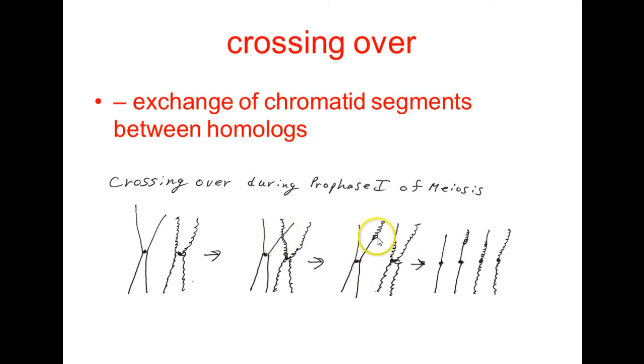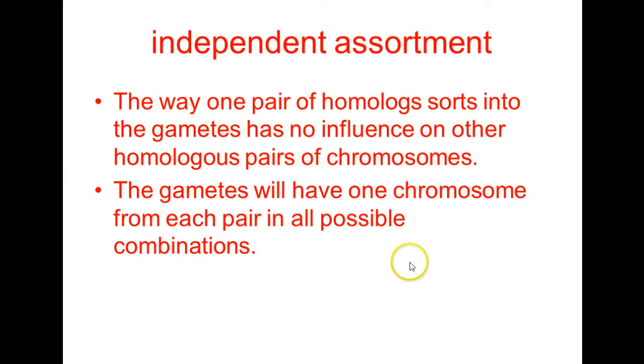And so we have a segment of what was the other homolog tacked onto this chromatid, and same way over here. So that at the end of meiosis, each one of these strands is different, and thus each one of the cells containing those strands is different from one another. Okay, independent assortment is the idea that the way one pair of homologs sorts into the gametes has no influence on what's going to happen with other homologous pairs of chromosomes. The gametes are going to have one chromosome from each homologous pair of chromosomes in all possible combinations.